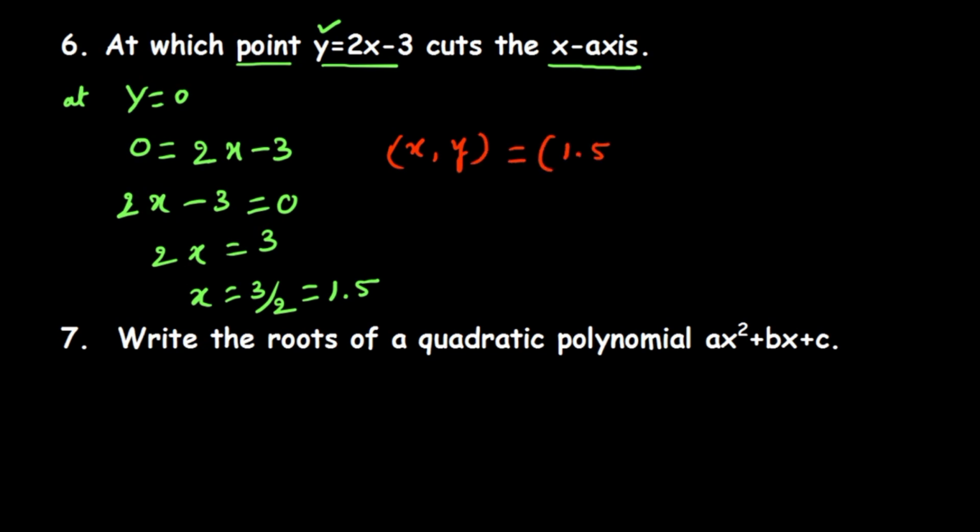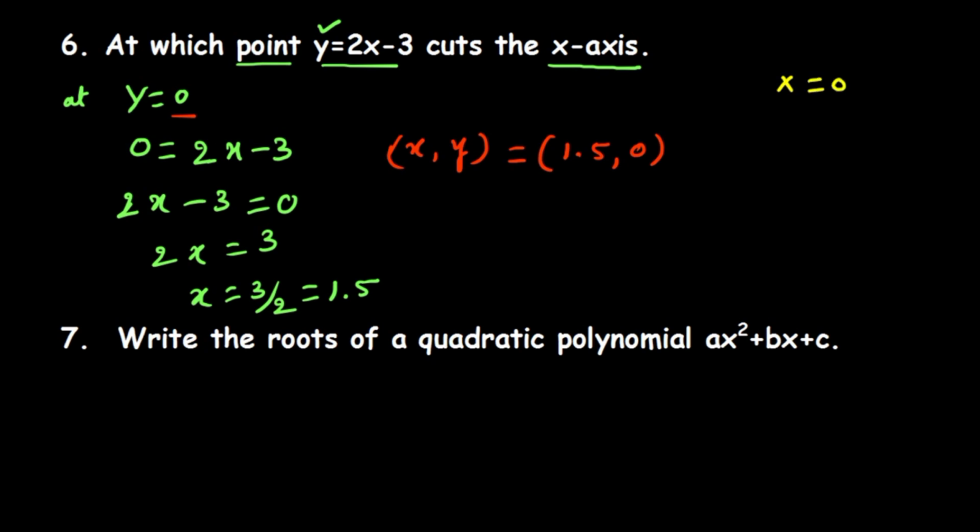1.5 or 3 by 2 comma, and what is y? We have taken 0. So at the point given in the question, (1.5, 0), y is equal to 2x minus 3 cuts the x-axis. Now, at which point does y is equal to 2x minus 3 cut the y-axis? Yes, here I am doing that. If the question says cuts the y-axis, then you have to take x is equal to 0.